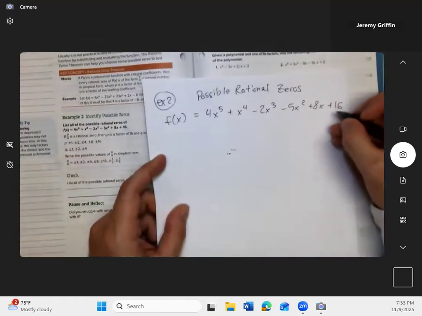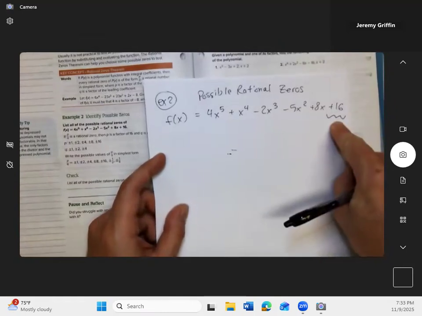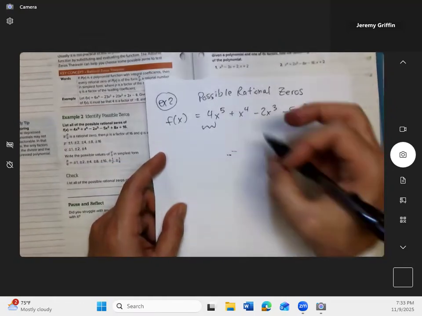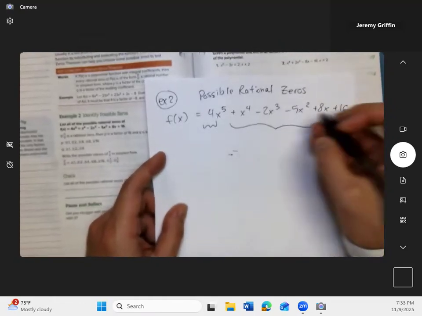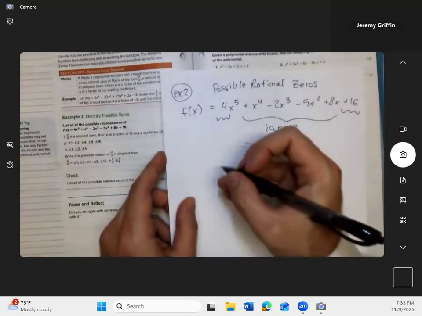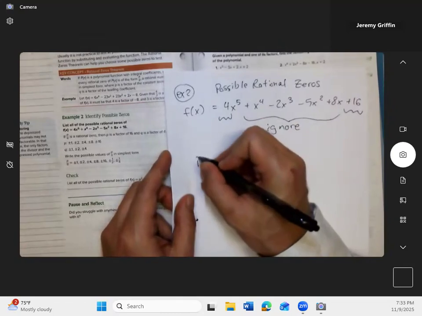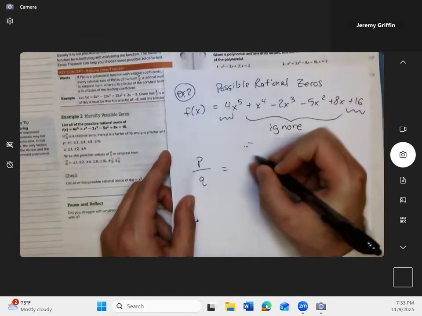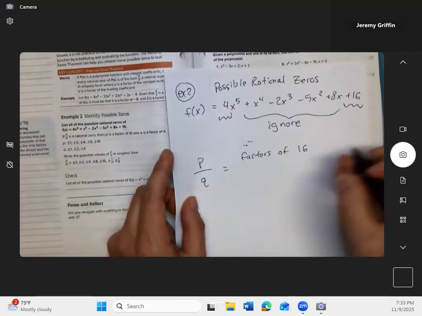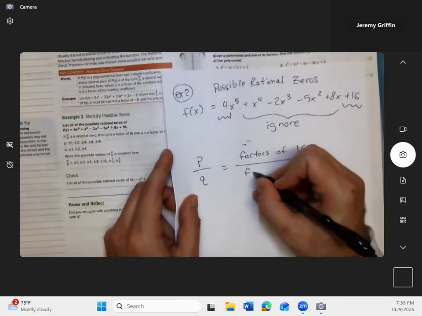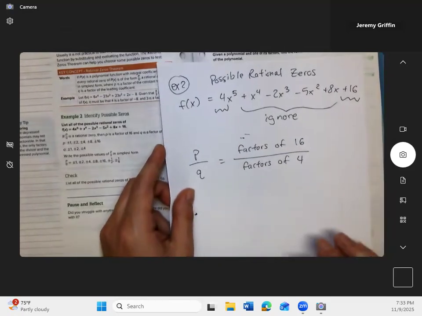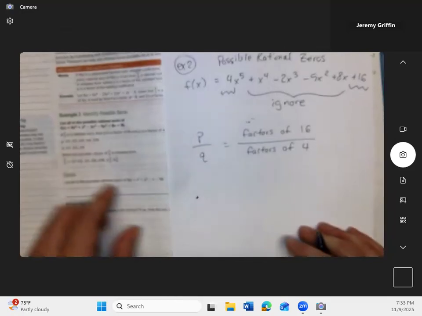For P and Q, you just need the factors of this last number 16 and the factors of this very first coefficient 4. None of this stuff in the middle really matters at all. You can just ignore all this. All you care about is P over Q, which is factors of 16 over factors of 4. And they listed out here what those factors are.